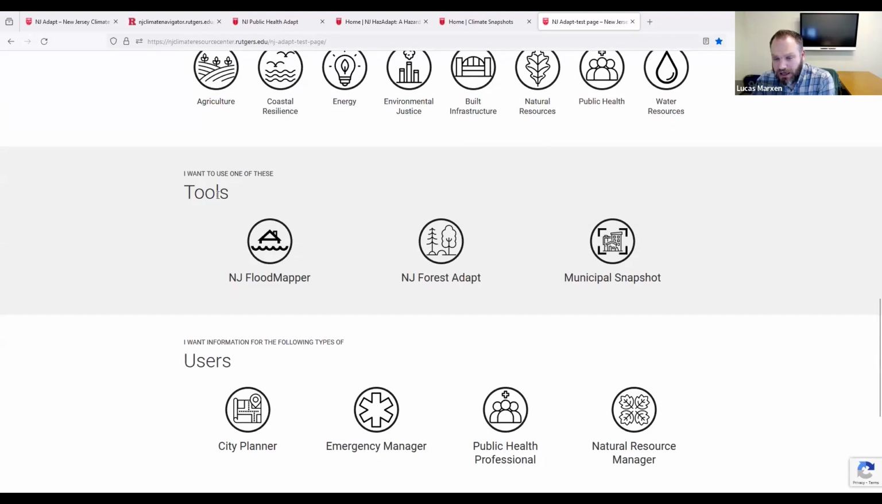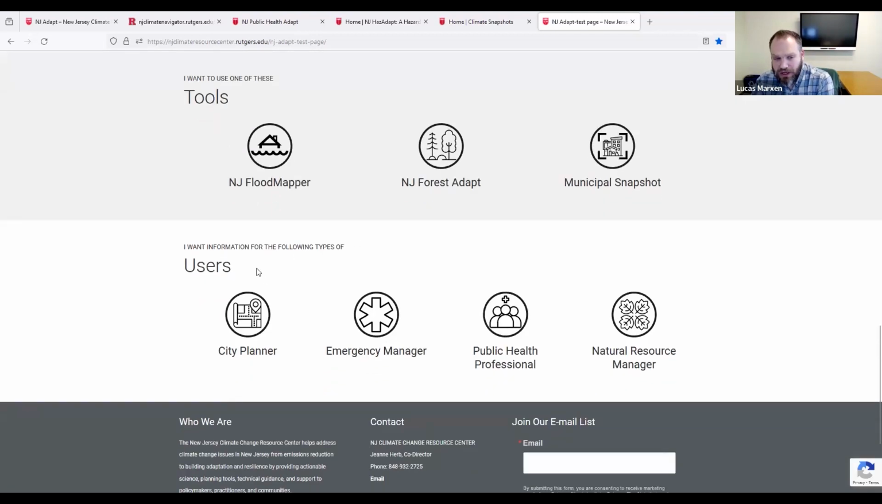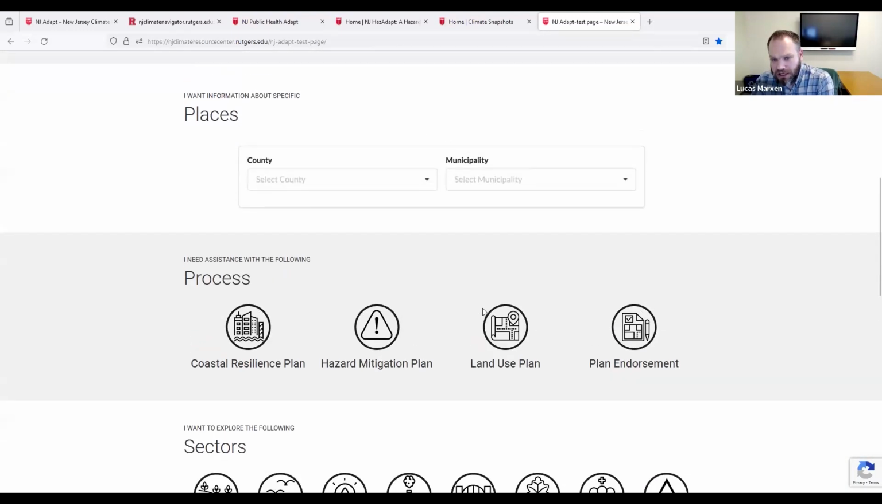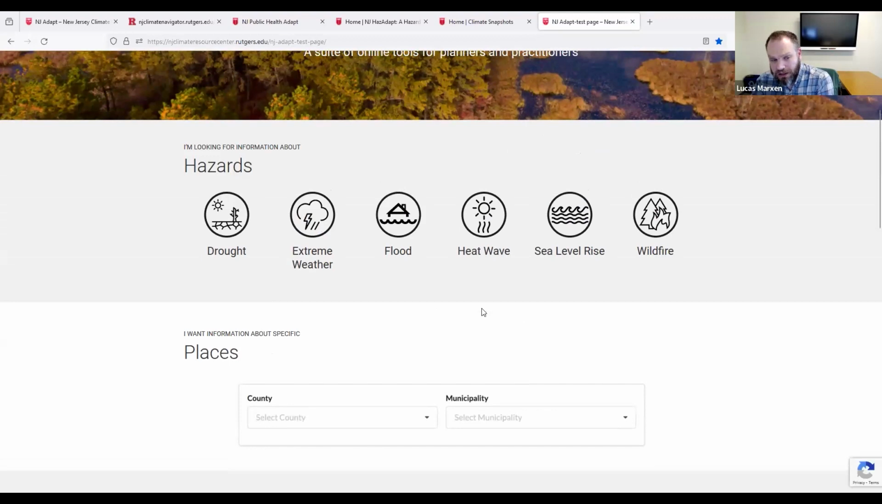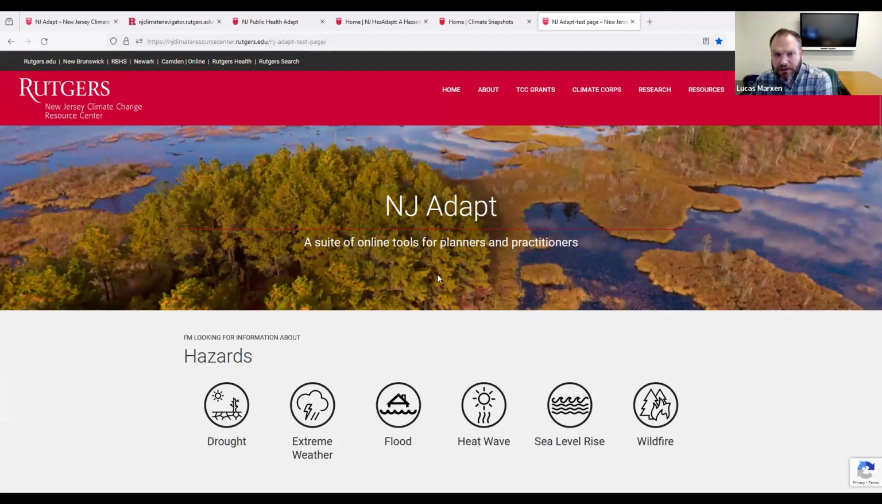We'll still have links to our classic tools, so being able to go directly and view your classic Flood Mapper interface or Forest Adapt interface or Municipal Snapshots. And then even potentially having data broken out by specific types of users, so tools that may be specifically useful to city planners versus emergency managers or public health professionals. So we're really trying to provide a more guided approach going forward with the new platform we're developing. It will still allow you to access all of the data sets and tools that we've developed over time and will continue to develop, but provide them in a more easily usable and modifiable capacity.